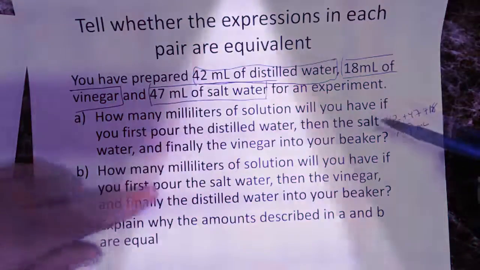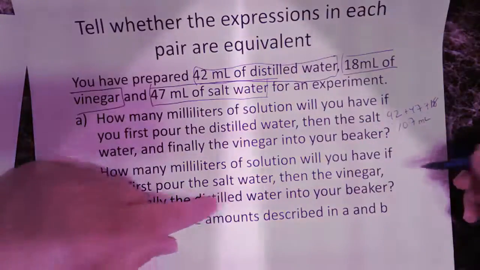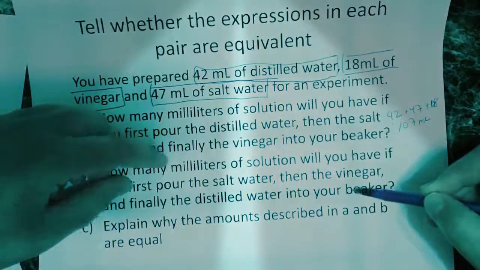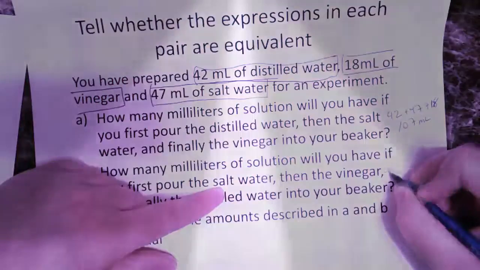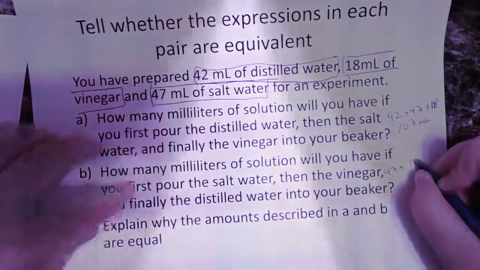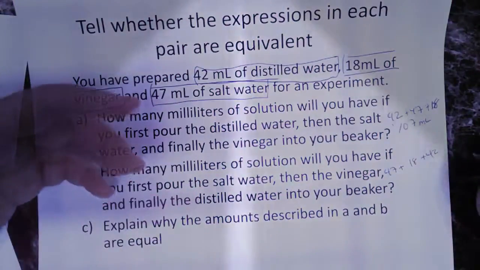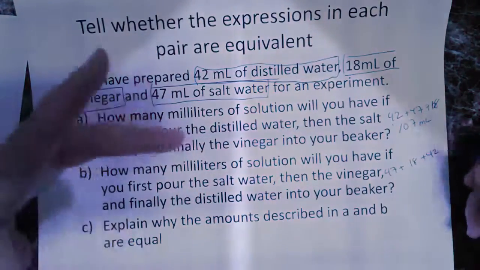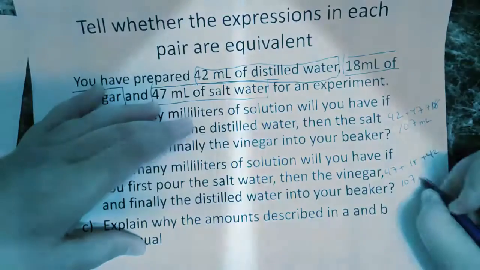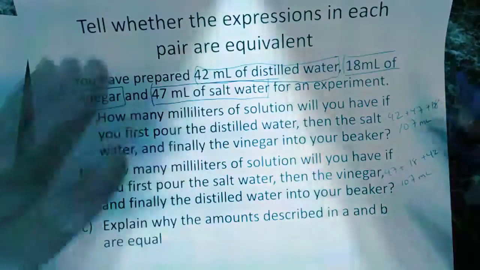Okay, so part B says, how many milliliters of solution will you have if you first pour the salt water, then the vinegar, and then distilled? Well, salt water is 47, vinegar is 18, and distilled is 42. How much am I going to come up with, guys? Good, 107 milliliters. I didn't even have to plug that into my calculator again. I didn't even have to add again.